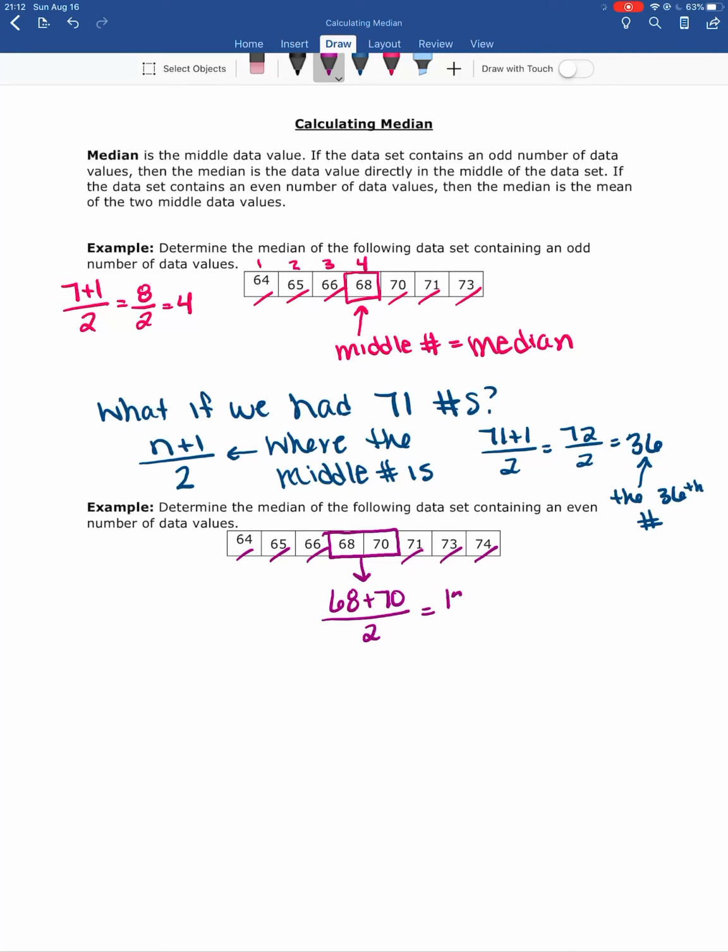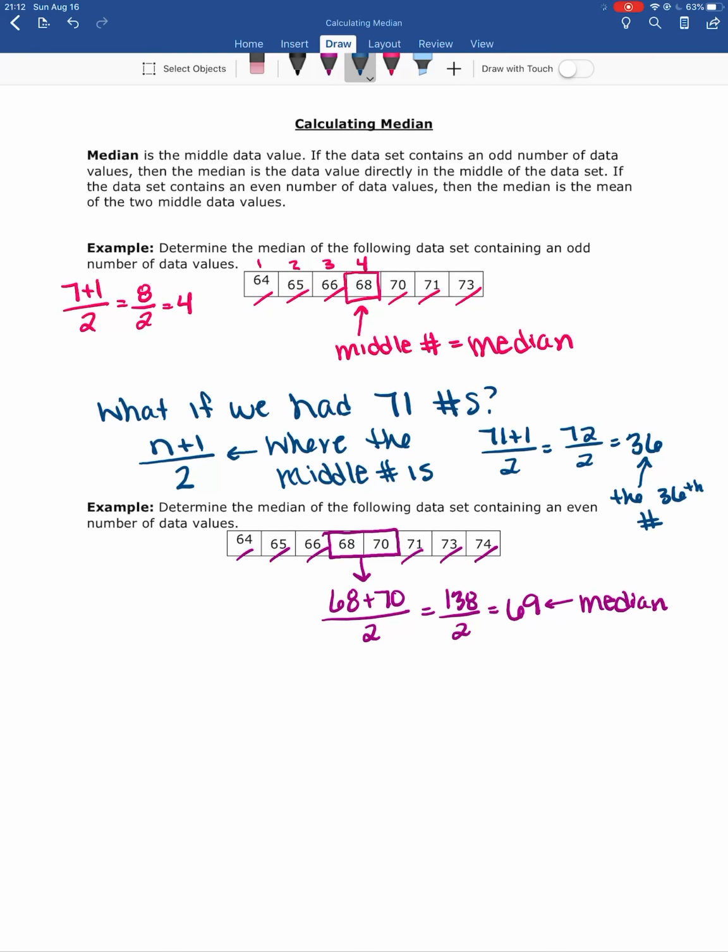So 68 plus 70 is 138. And I added up 2 numbers. So then 138 divided by 2 is 69. 69 is in the middle of 68 and 70. So 69 is the median.